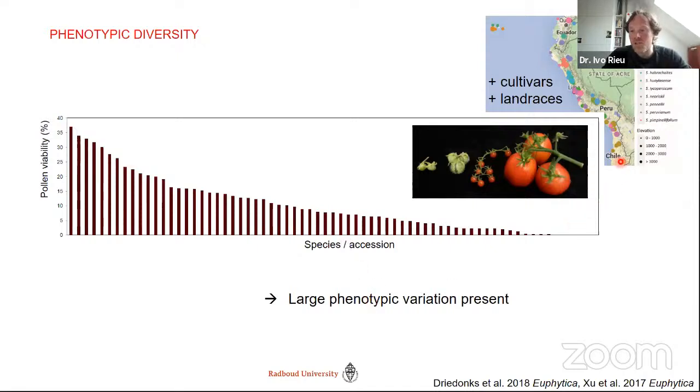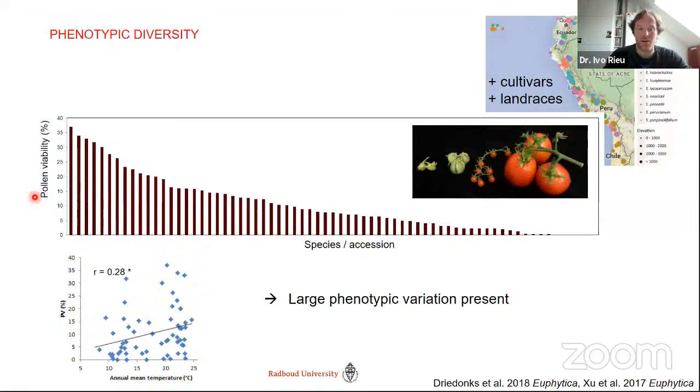And because for these wild accessions we knew exactly where they came from, we did a small additional experiment, and we asked the question: if we look at the average annual temperature that these accessions came from, does that have any correlation with how well they can stand high temperature? And we see, and you will appreciate that with me, there is a positive correlation.